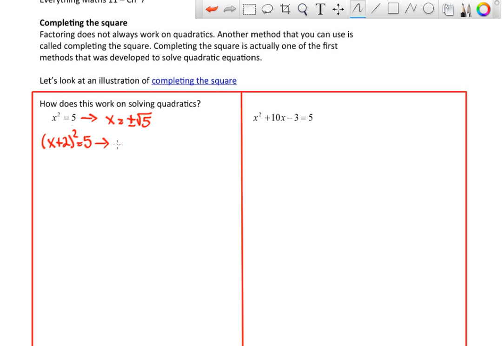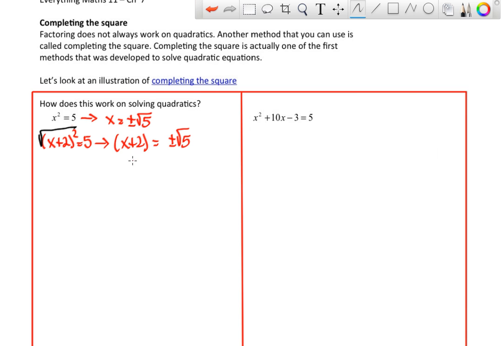So I'm going to take the square root. When I take the square root, on this side, this square root and that square cancel. So that means that I just get x plus 2. And then on the other side I get plus or minus the square root of 5.